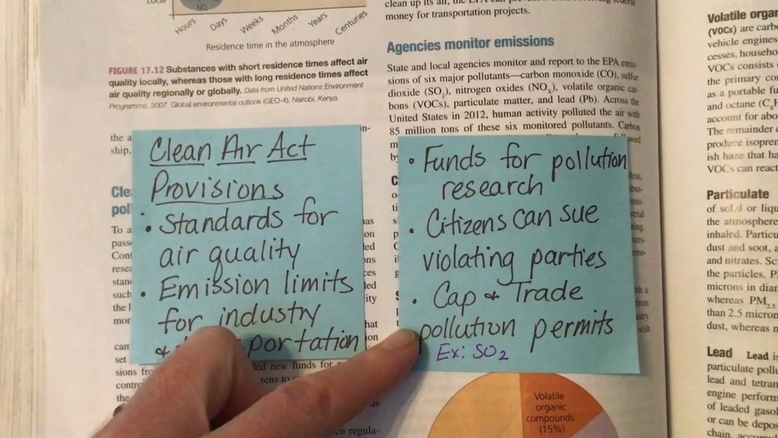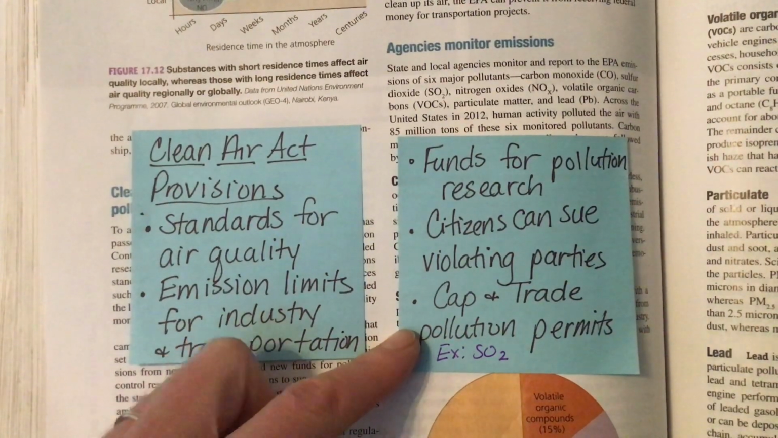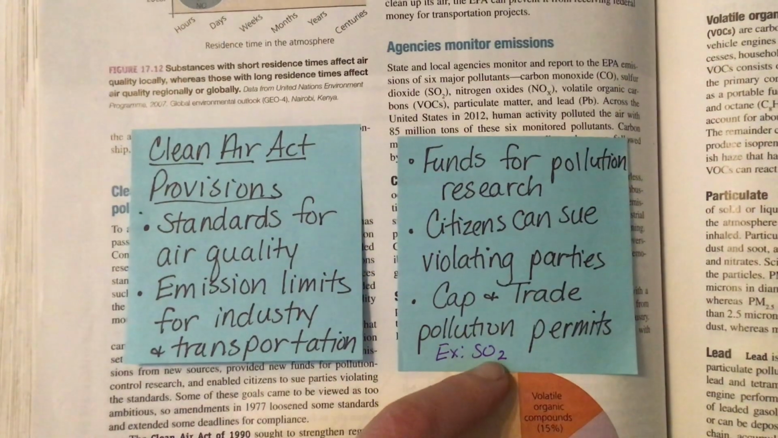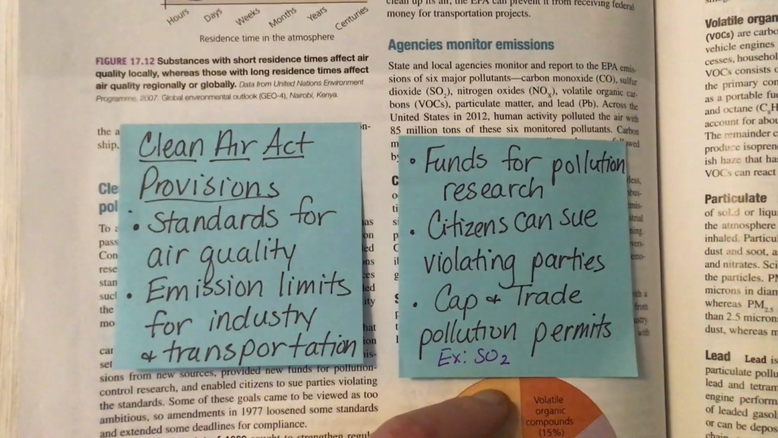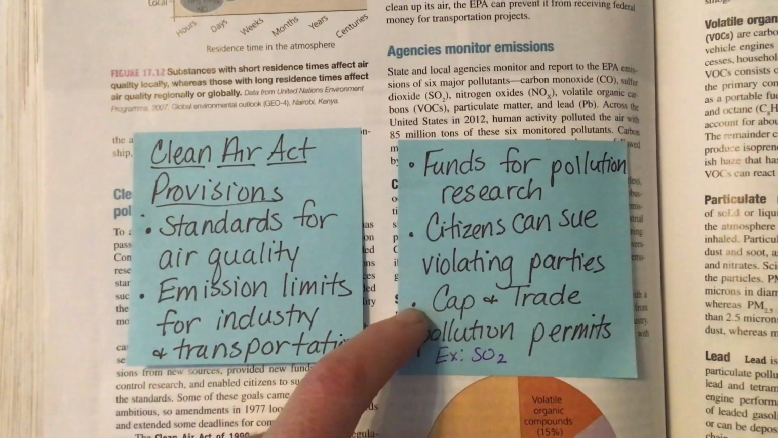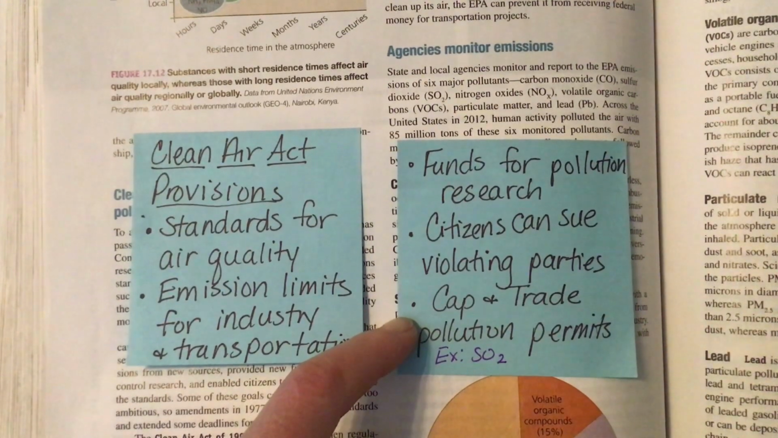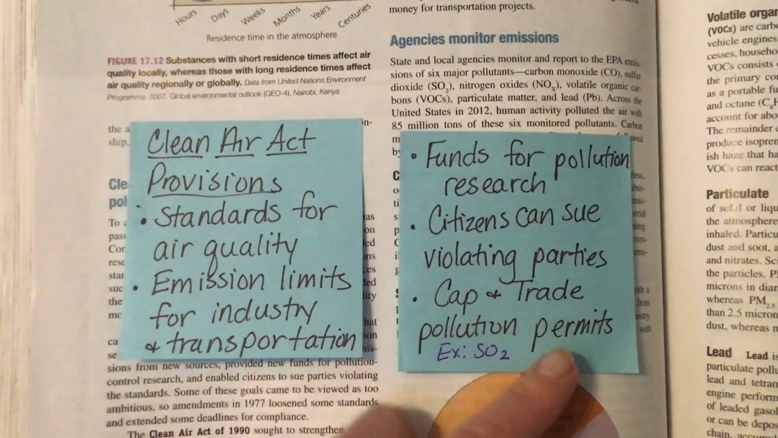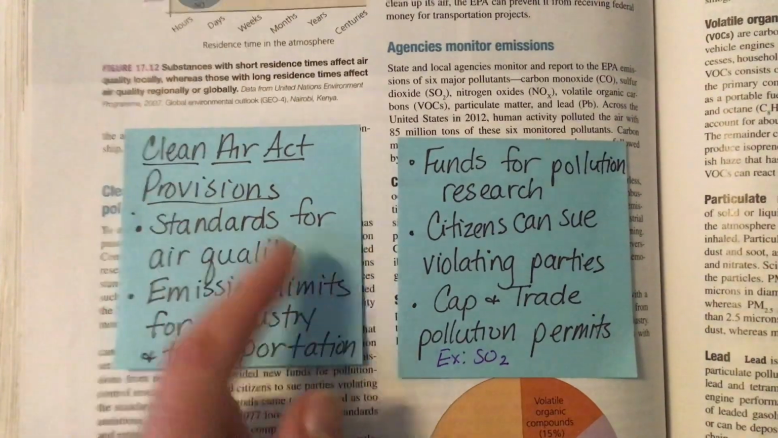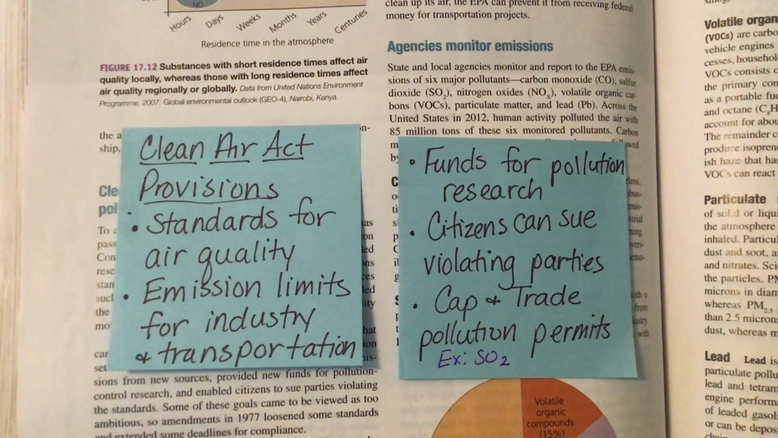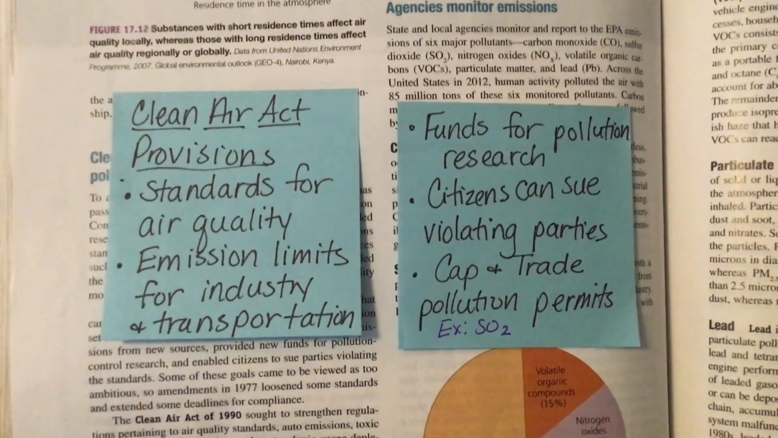It also has something called cap and trade pollution permits. Example for sulfur dioxide. Power plants have a cap on how much they can pollute. And then if they're under their limit, their cap, they can trade more allowances with dirtier polluters. And so that is cap and trade.